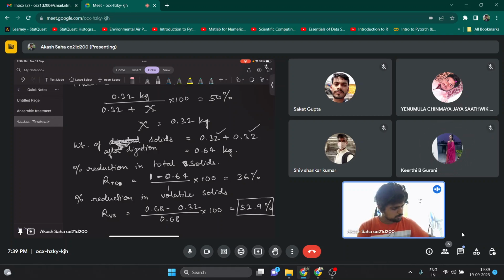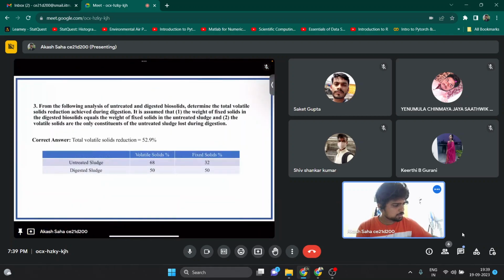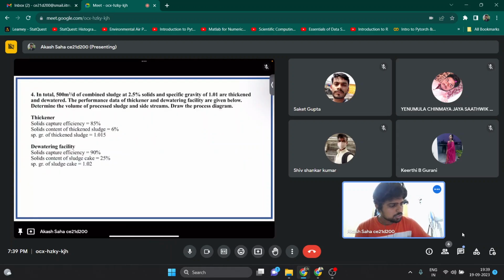Okay, so this was the third question. Now we'll move on to the fourth question. The total volatile solids reduction is 52.9%. So this is the last question. It looks like a big problem, but it's a very simple problem.